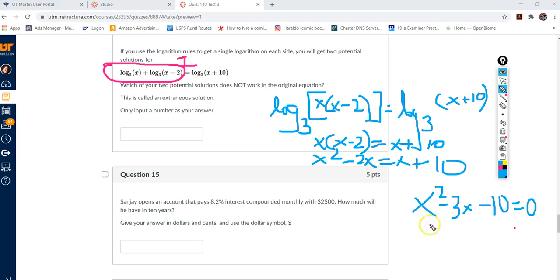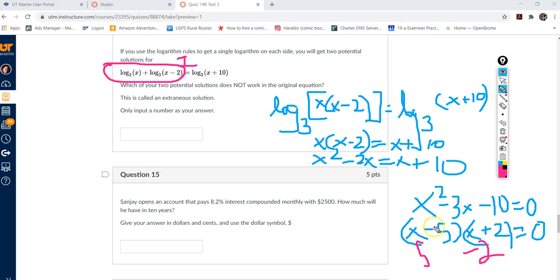And now I can solve that by factoring. So two numbers that multiply together to give me negative 10, but add up together to give me negative 3. That would be negative 5 and positive 2. So what solves this equation here? If x is 5 or if x is negative 2.